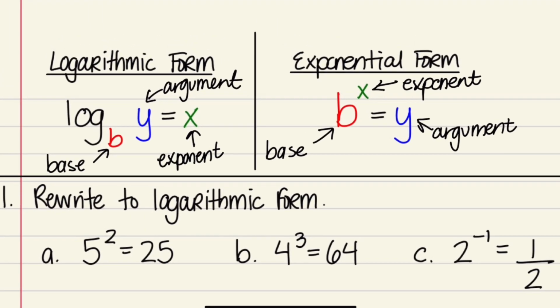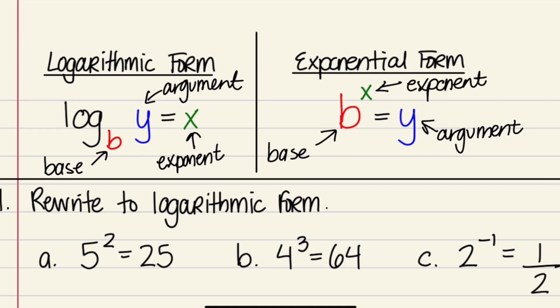Looking at both forms, we'll zoom in here. Take note of the position of the base, b, the argument, y, and the exponent, x, on both types of equations. A logarithmic form is log base b of y equals x, whereas an exponential equation is b raised to the x equals y. To note the difference between the two is easy.